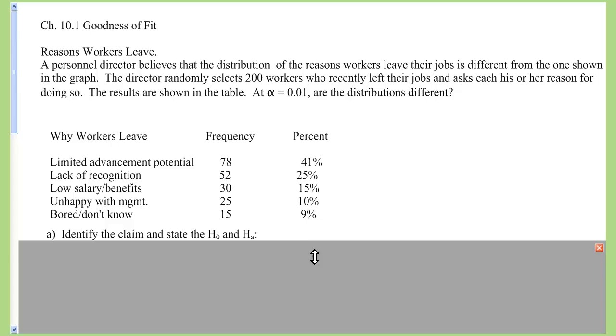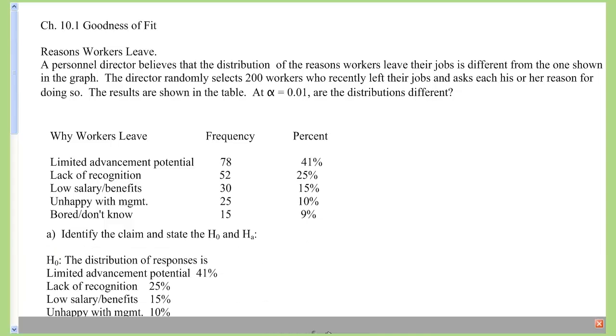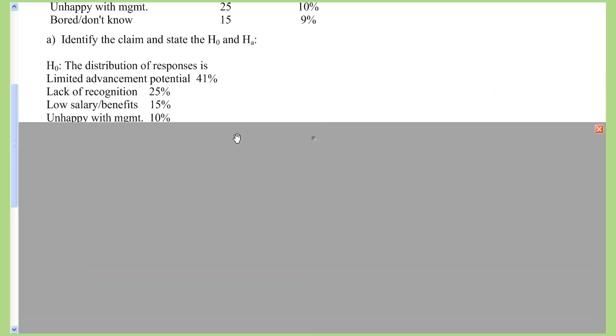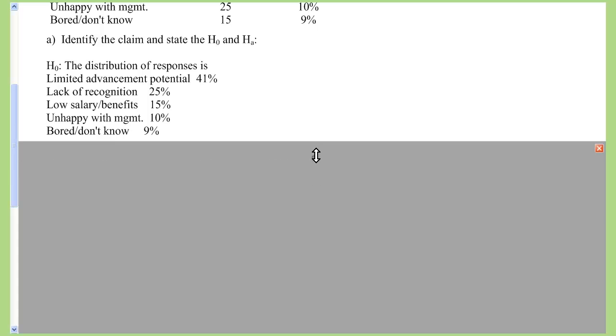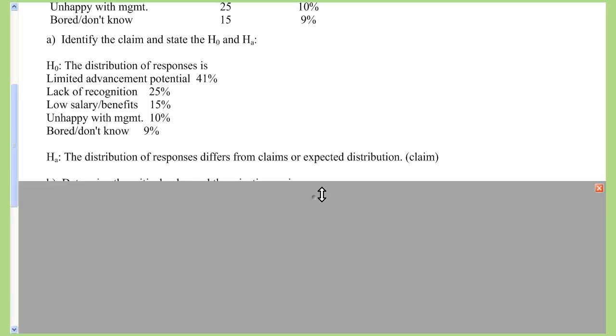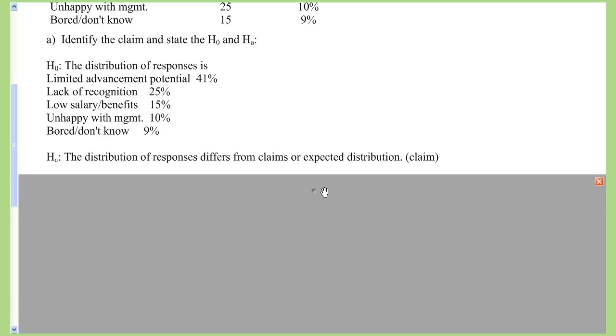The first thing we're going to do is identify the claim and state the null and alternative hypotheses. The null hypothesis will be what the table says, which is what they found out from the graph. The alternative hypothesis is that the distribution of responses differs from the claimed or expected distribution. That's the claim the personnel director is making.